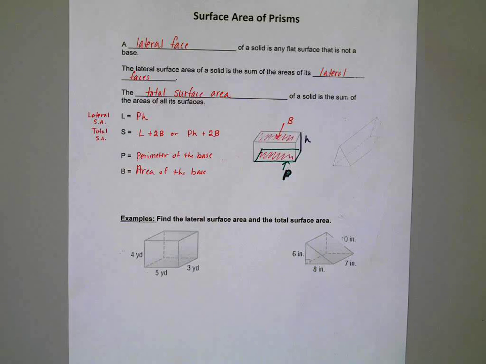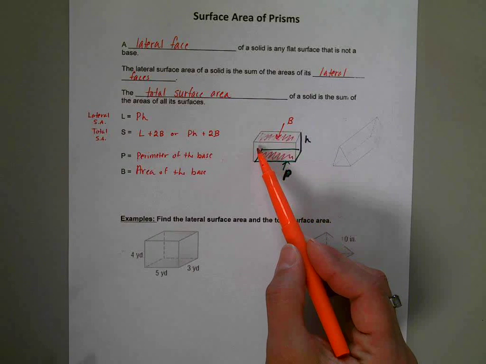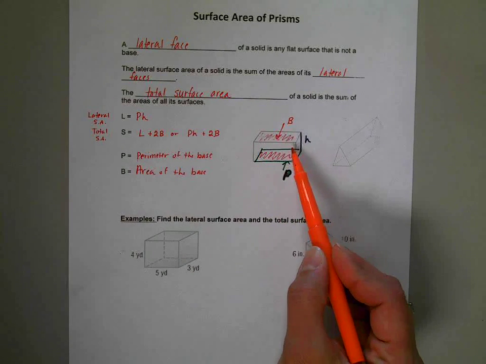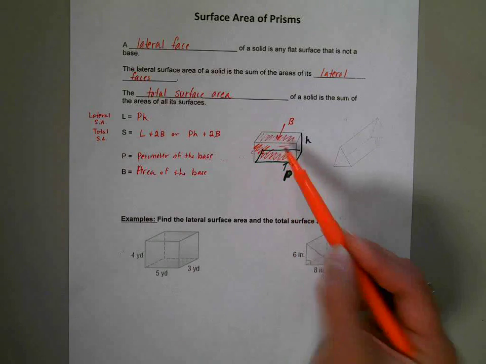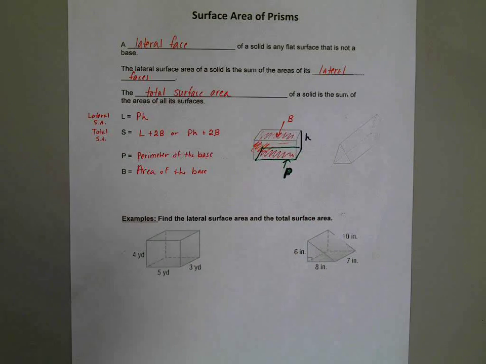Now lateral surface area is the sum of the areas that are not the bases. So that's going to be this around. That's the lateral.